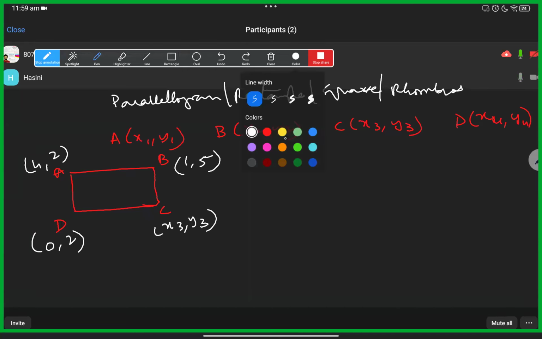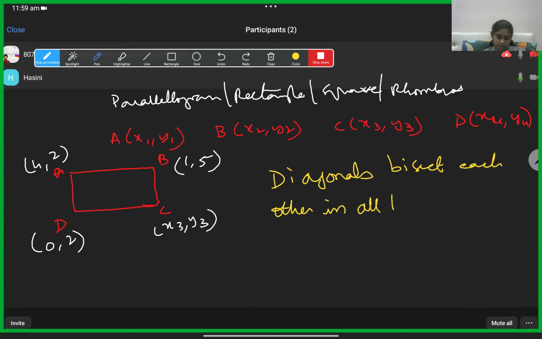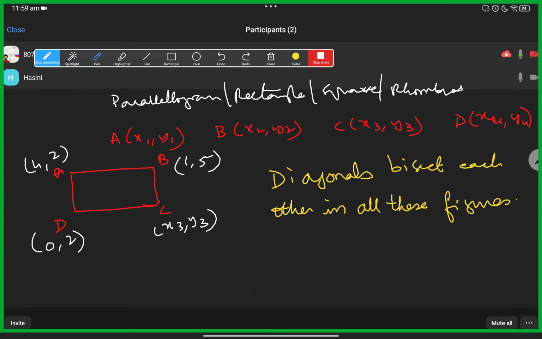Lastly, this point is applicable for any of these 4 figures. What is that point? Diagonals bisect each other in all these figures. What is the meaning of this? Diagonals bisect each other means whatever the first diagonal and the second diagonal is.